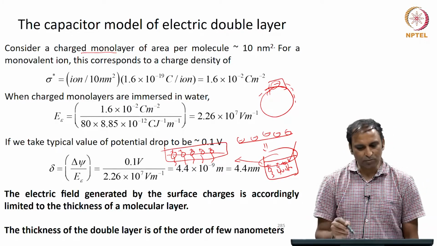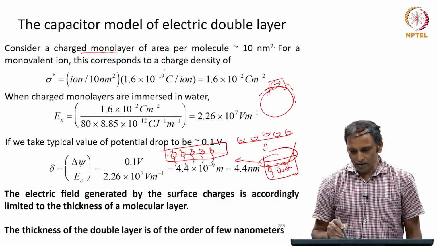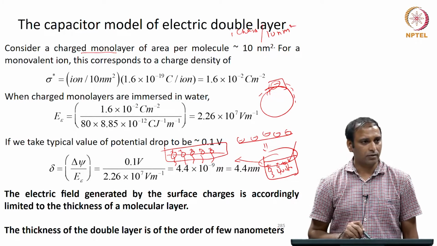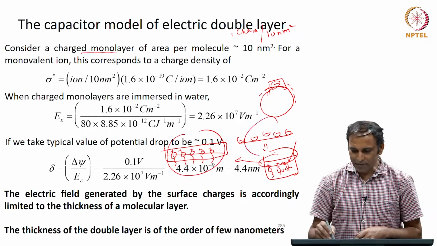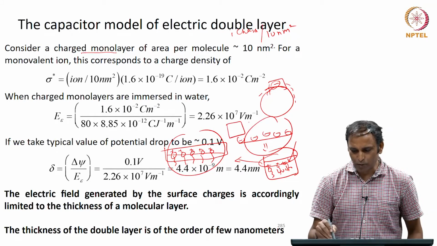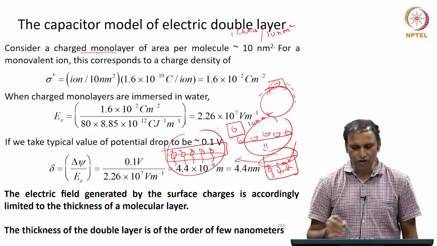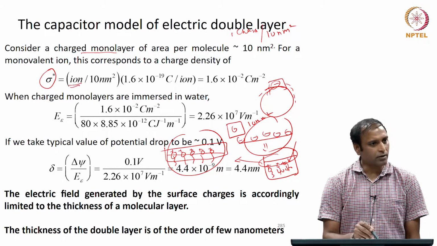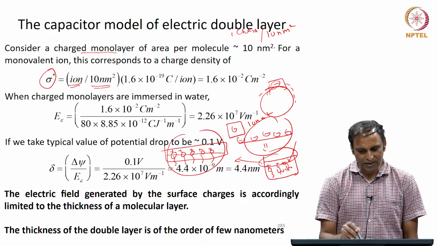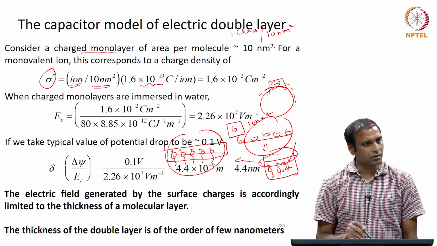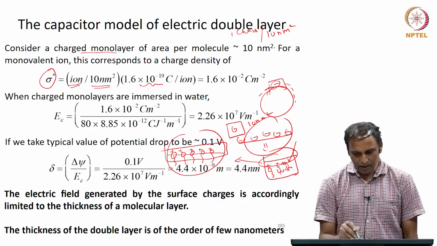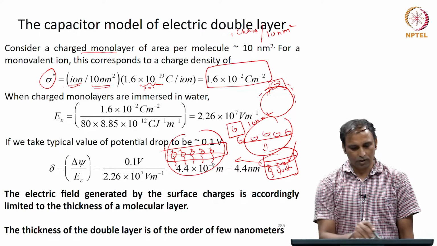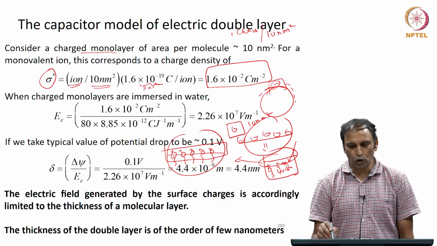So, take a case of a charged monolayer where the monolayer has one charge per 10 nanometer square area. I am basically looking at an arrangement either like this or like this, taking an area corresponding to 10 nanometer square. If there is only one charge on the surface, then I can calculate sigma star, the surface charge density, that is one ion per 10 nanometer square. It becomes 1.6 10 power minus 19 coulombs per ion, the charge on one ion, divided by 10 nanometer square. If I do that, I get sigma star to be 1.6 into 10 power minus 2 coulomb per meter square.